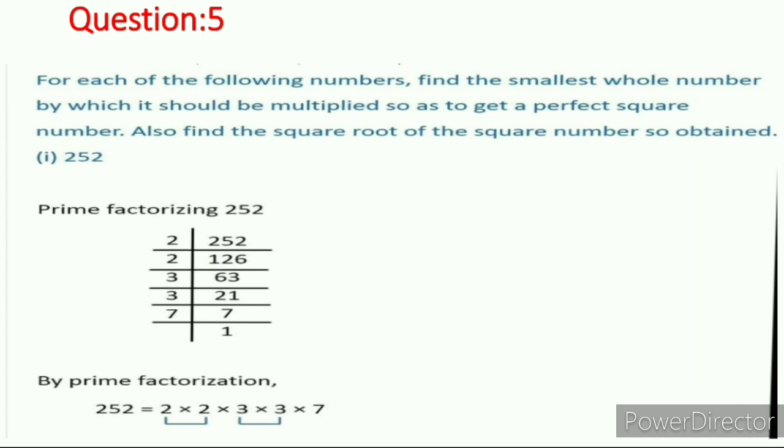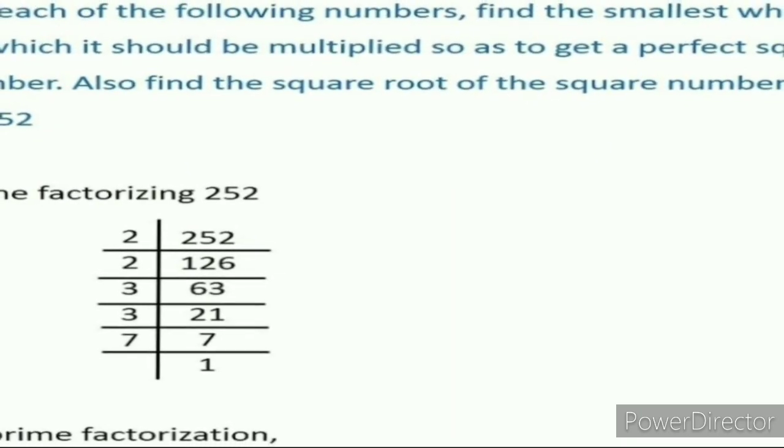What are the questions they are asking? Find the smallest whole number by which it should be multiplied so as to get a perfect square. If we multiply by a smallest number, this 252 becomes a perfect square. Which is that smallest number? First, we should find that smallest number. After finding that, we should find the square root. Yes, we'll start the calculation first.